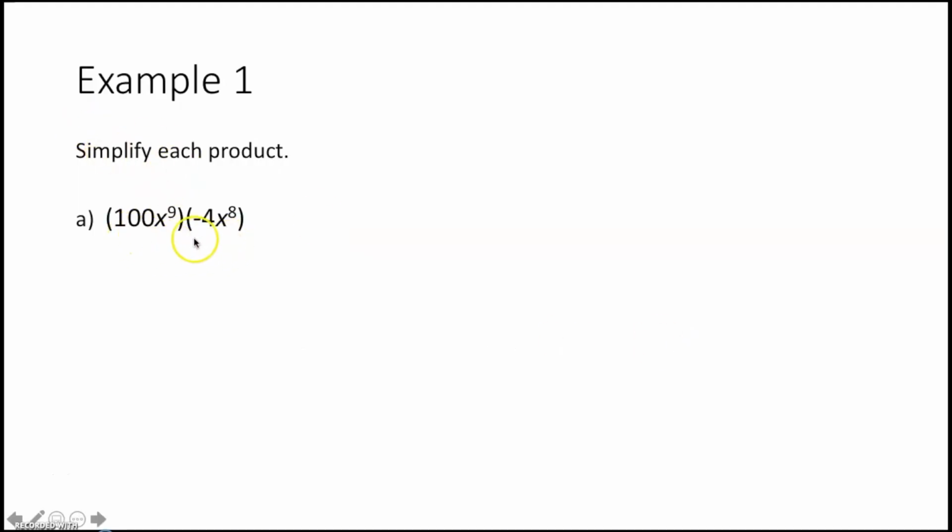Example 1 says simplify each product. So here we're multiplying these two monomials. So first thing we do, multiply the coefficients out front together. So 100 times -4. And then we're going to multiply the x to the 9th times the x to the 8th. Because they're like bases, we add those exponents. So what's 100 times -4? That's -400. And x to the 9th times x to the 8th, we add those exponents, we get x to the 17th.